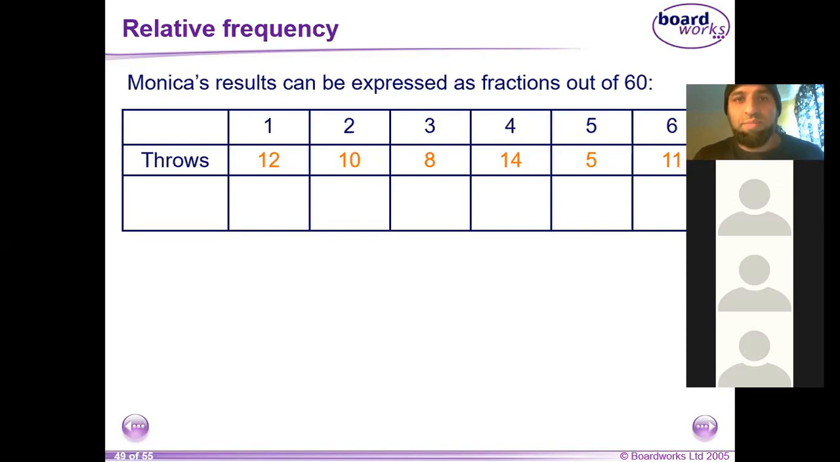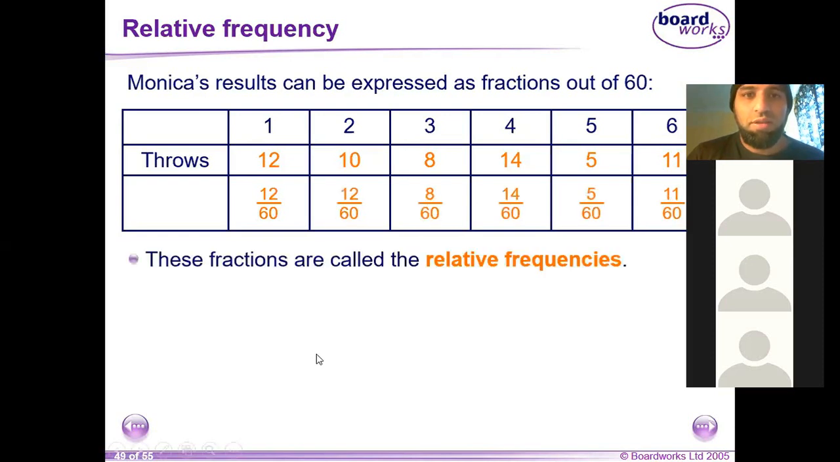Monica throws a dice 60 times, and these are her results. I want you to copy the table and copy the fractions in the table, because we're going to take some notes on it. These fractions are called the relative frequencies. I need you to write that down as well. It's very important.